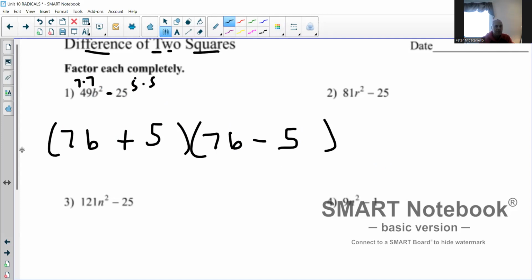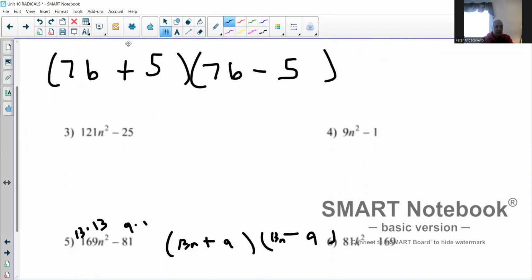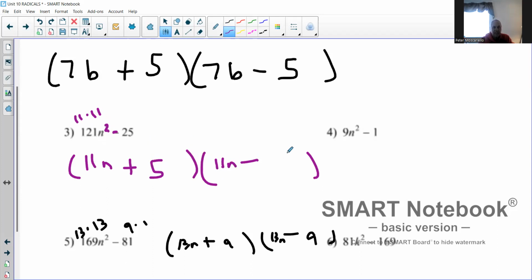Okay, it's gone. Let's look at number 3. Does it qualify? Well, it's a minus. Yep. 121's a perfect square, so is 25, and that exponent is an even number. So yes, it does. Always 1 plus and 1 minus. 121's 11 times 11. n squared is n times n. And 25 is again 5 times 5.